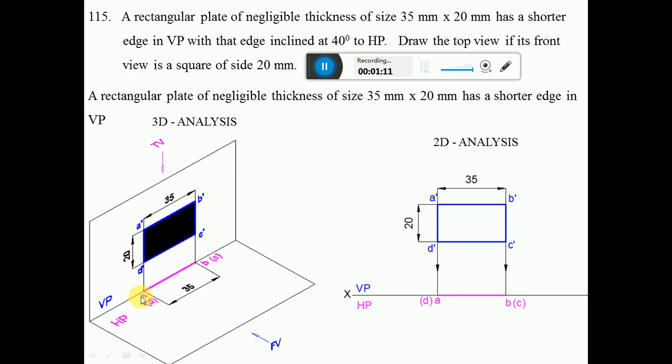So we are getting the true shape in the vertical plane, parallel to VP. When you look from the front view, you can see the rectangle on the vertical plane.